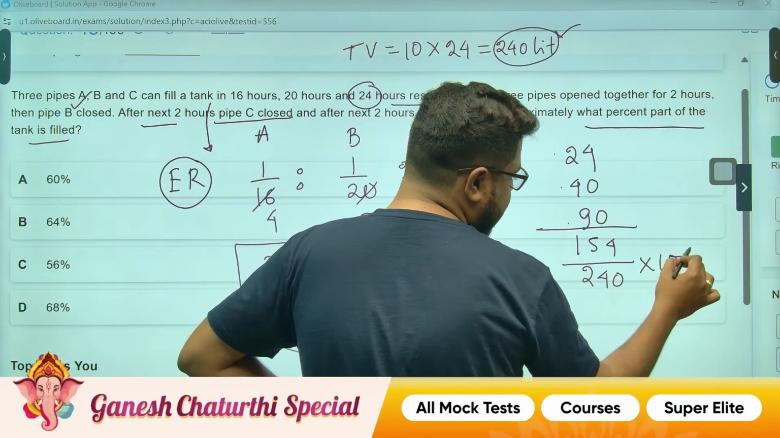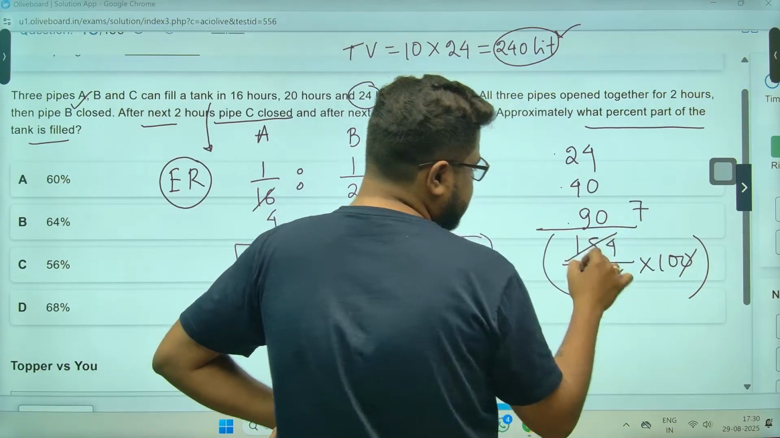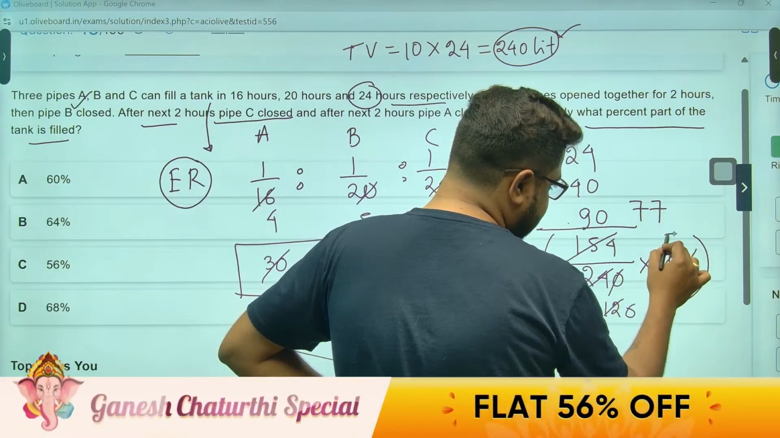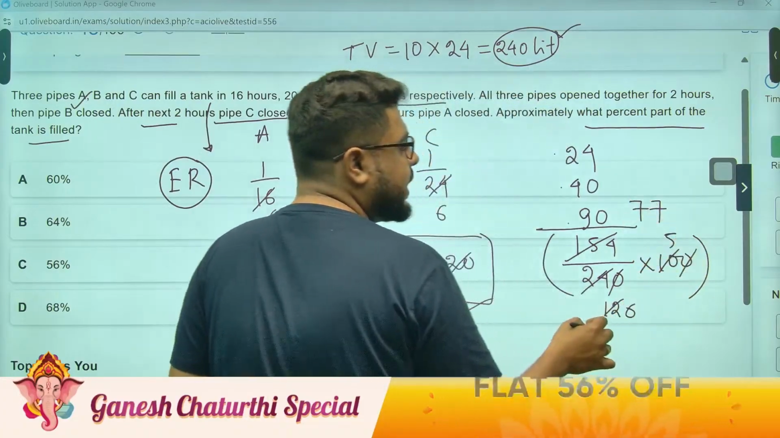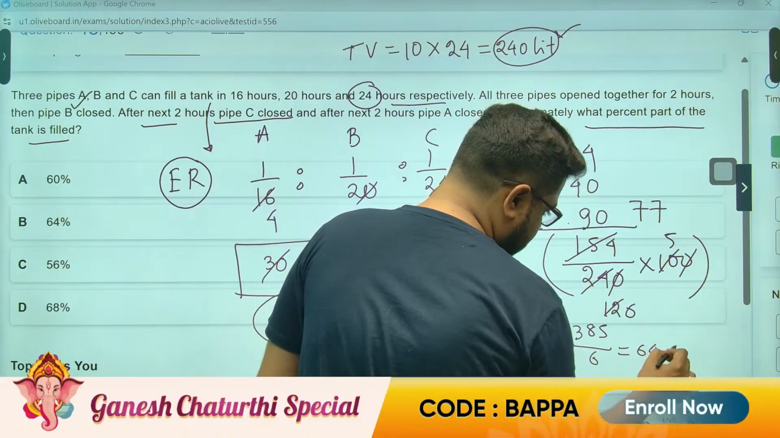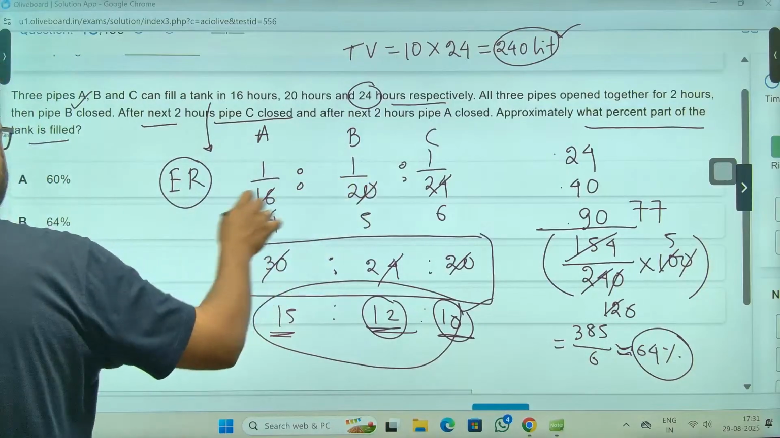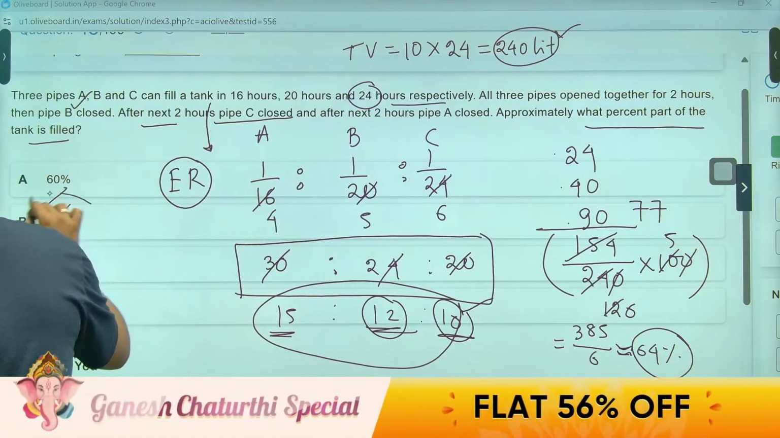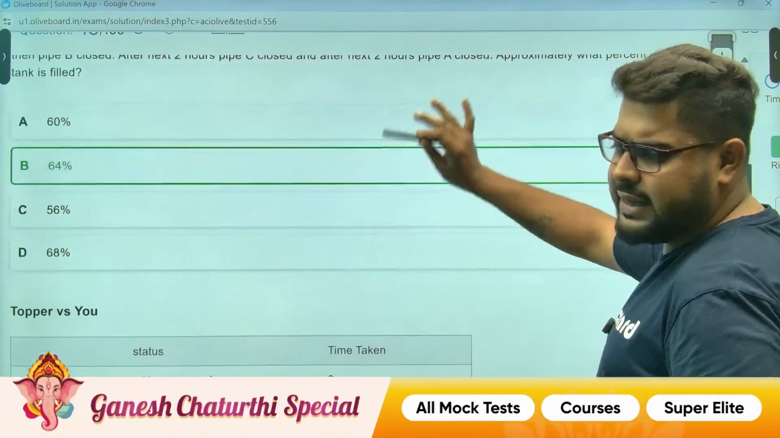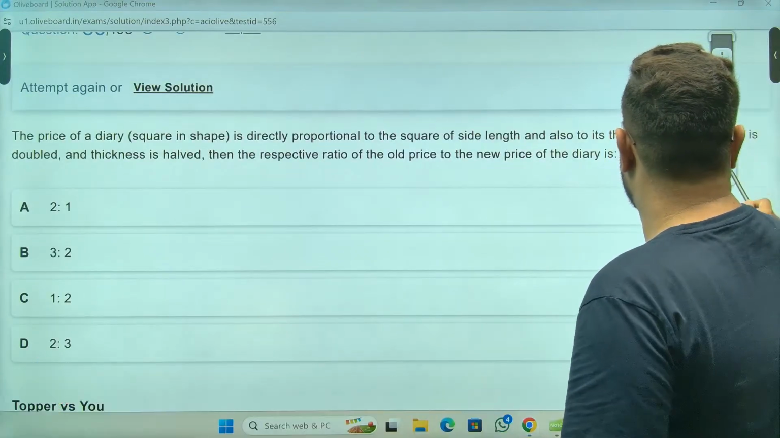For percentage, multiply by 100. So 24, this is 77. This is 12, 6, this is 5. 35 into 11, 385. By 6, around 64%, because 6 6s are 36 and 4 like 64.16%. So B is the correct answer. Very, very simple quiz, not very difficult. You just needed to do a few things, a few lines.